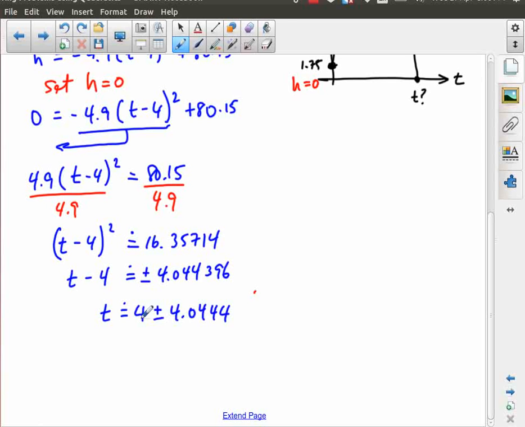I could add these two together, but if you take a look, this number 4.044 is a little bit bigger than 4. So when I subtract this, I'm going to end up with a negative number. Well, we can't have negative time. So I'm just going to put on the end here that time is greater than 0. So t must be approximately equal to 4 plus 4.0444. And so t is equal to, in this case, that's 8 point, and again, that's an approximation. And it looks like that's just, I'm going to round that to 8.04. Probably could just round that to 8.